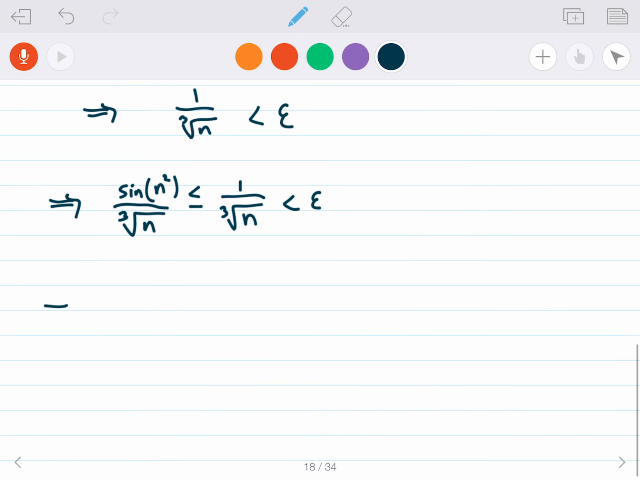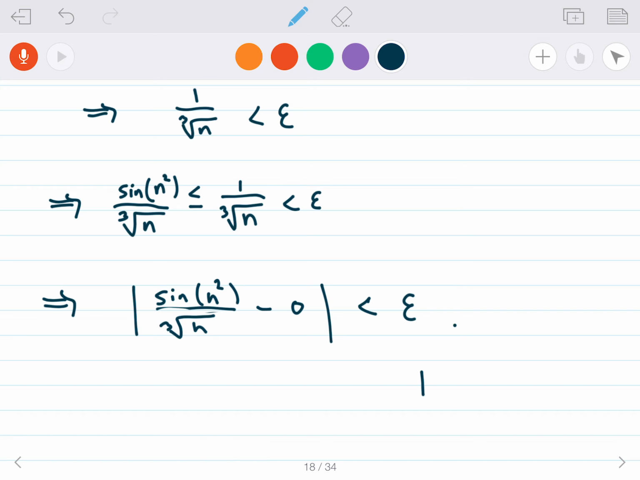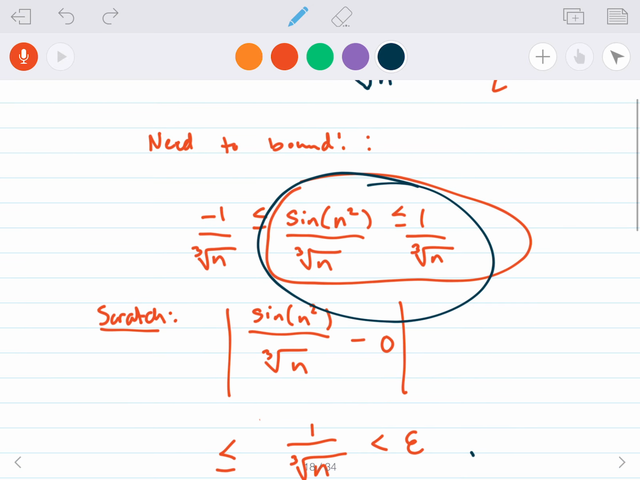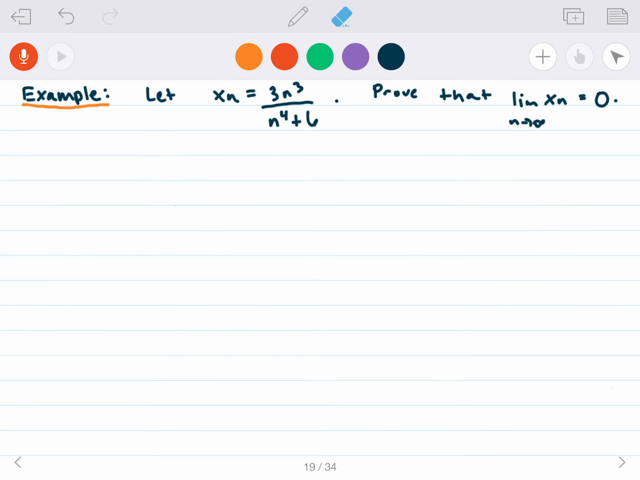Okay, and this implies that absolute value, right, because we're just looking from here to here. That's what we wanted. This implies that sine of n squared over the third root of n minus 0 is less than epsilon. And therefore we have shown what we wanted to show, that this sequence converges to 0. Okay, so that's that.